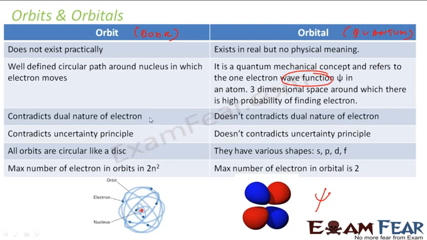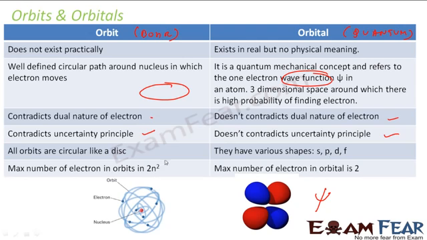The orbit concept contradicts the uncertainty principle. All the theoretical orbits were like a disk, for example, see the disk space. But orbitals can have various shapes. s, p, d, f, I'll explain the different shapes we have for orbitals in the next few slides.